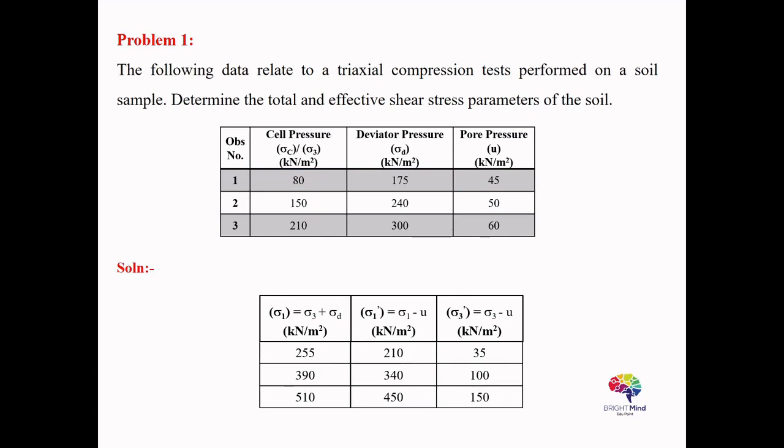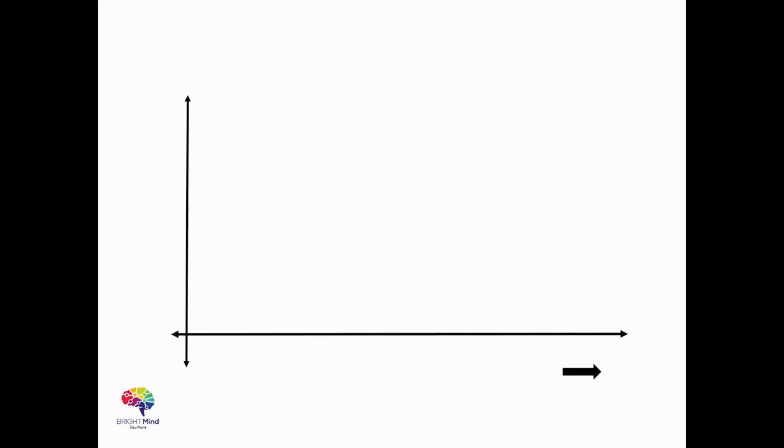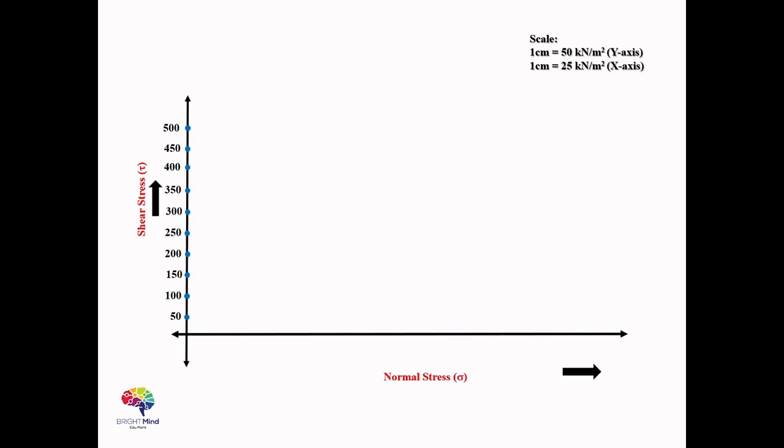Once this calculation is done, we'll take a graph paper and we'll first draw the x-axis and the y-axis. The x-axis will be representing the normal stress and the y-axis will be representing the shear stress. Then we'll choose a scale accordingly. As in this case, the scale is taken as 1 centimeter equals 50 kilonewton per meter square for the y-axis and 1 centimeter equals 25 kilonewton per meter square for the x-axis. Then we'll plot the points and label them accordingly.